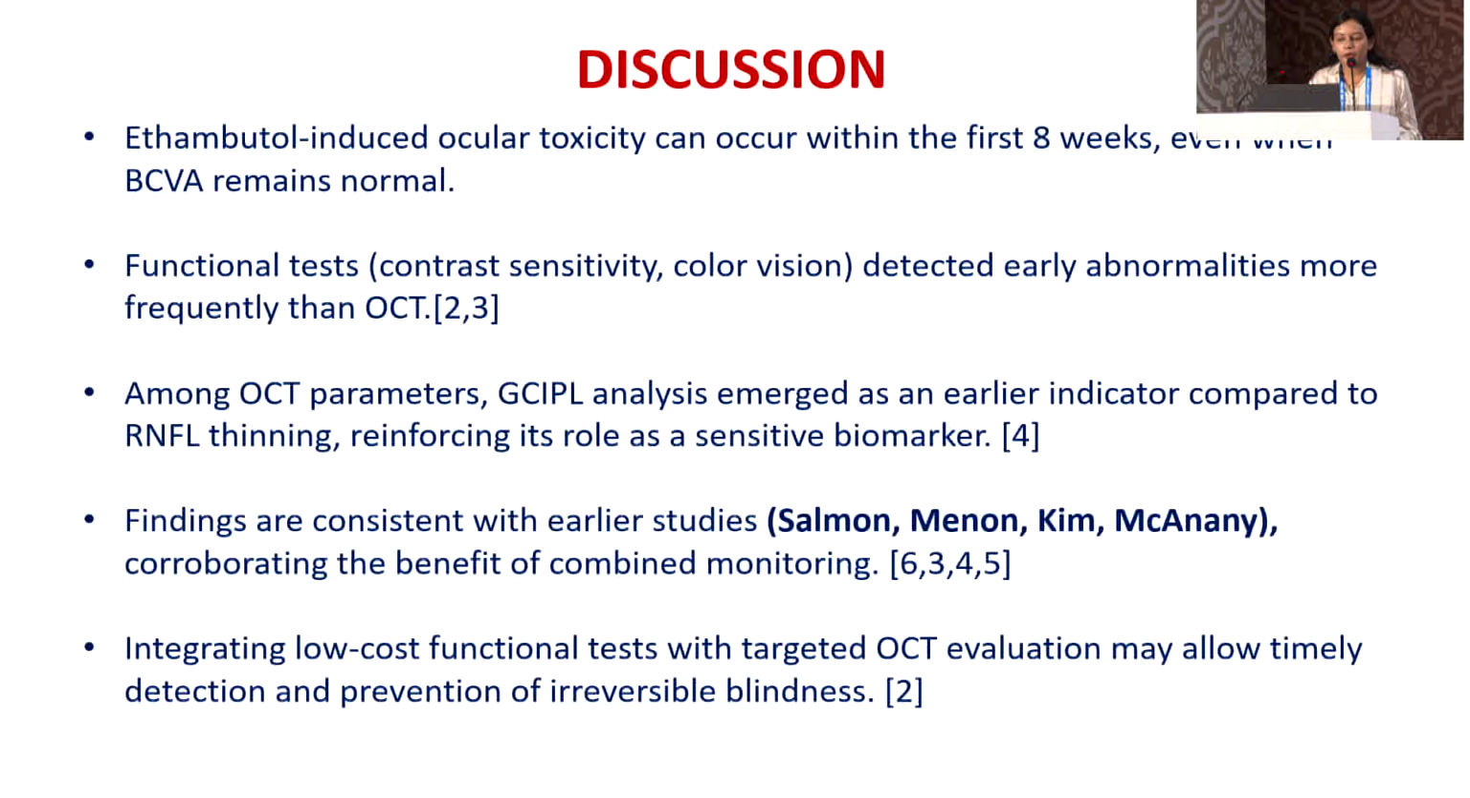Discussion: ethambutol-induced ocular toxicity can occur within first 8 weeks even when best corrected visual acuity remains normal. Functional tests, which include contrast sensitivity and color vision, detected early abnormalities more frequently than OCT. Among OCT parameters, GCIPL analysis emerged as an earlier indicator compared to RNFL thinning, reinforcing its role as a sensitive biomarker. Findings are consistent with earlier studies corroborating the benefit of combined monitoring. Integrating low-cost functional tests with targeted OCT evaluation may allow timely detection and prevention of irreversible blindness.